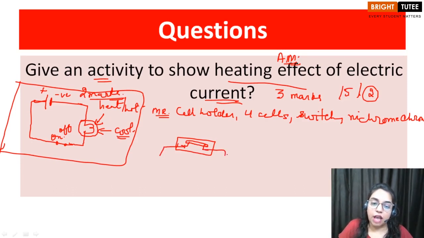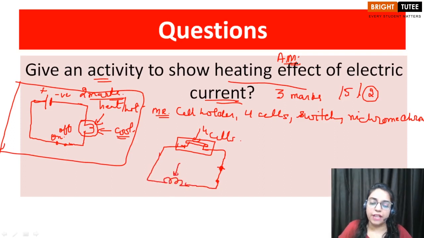Okay children, now we will place 4 cells in this holder. And now we will place a switch over here, and here we are going to place a nichrome wire. This is the nichrome wire.